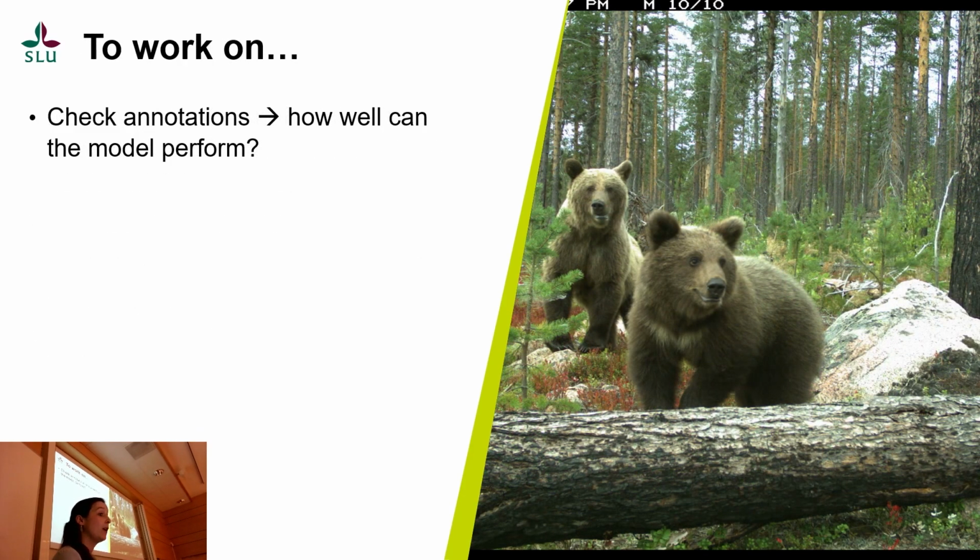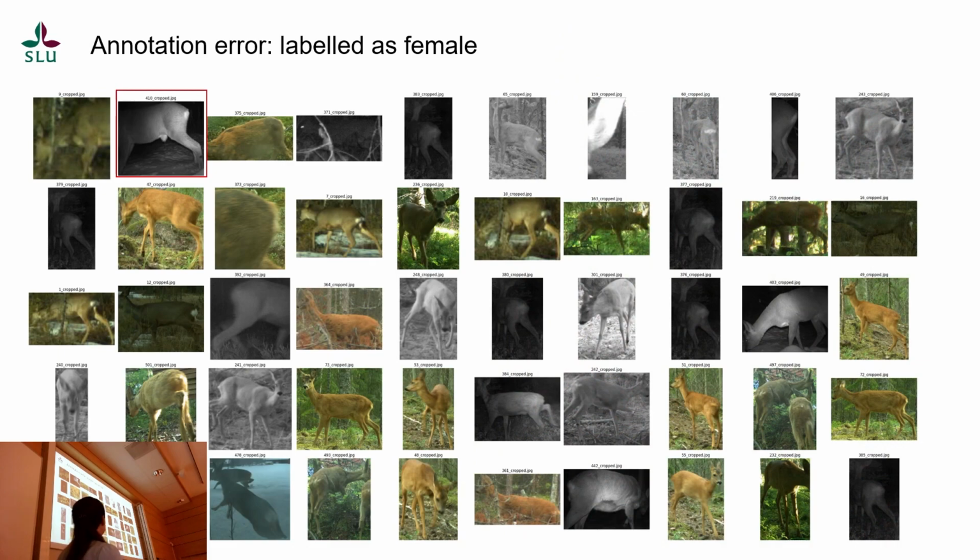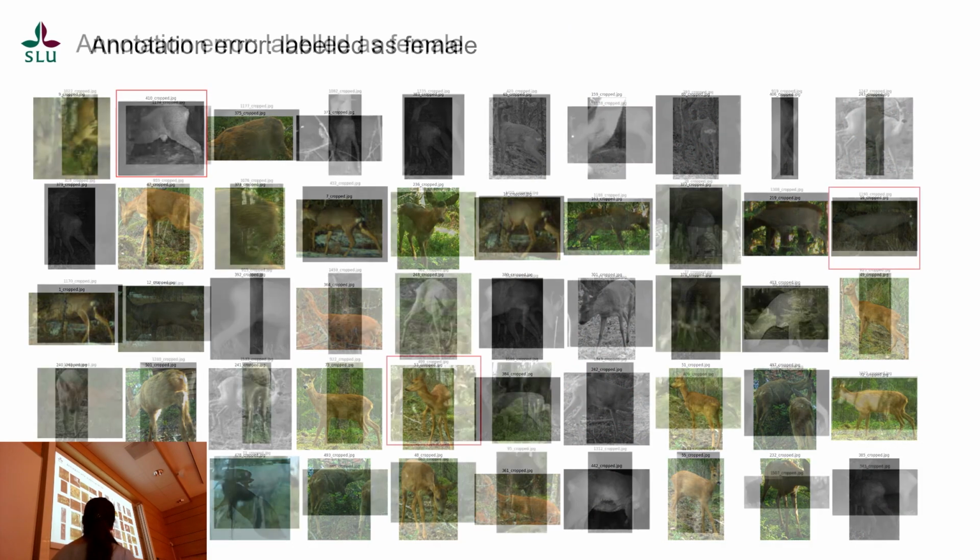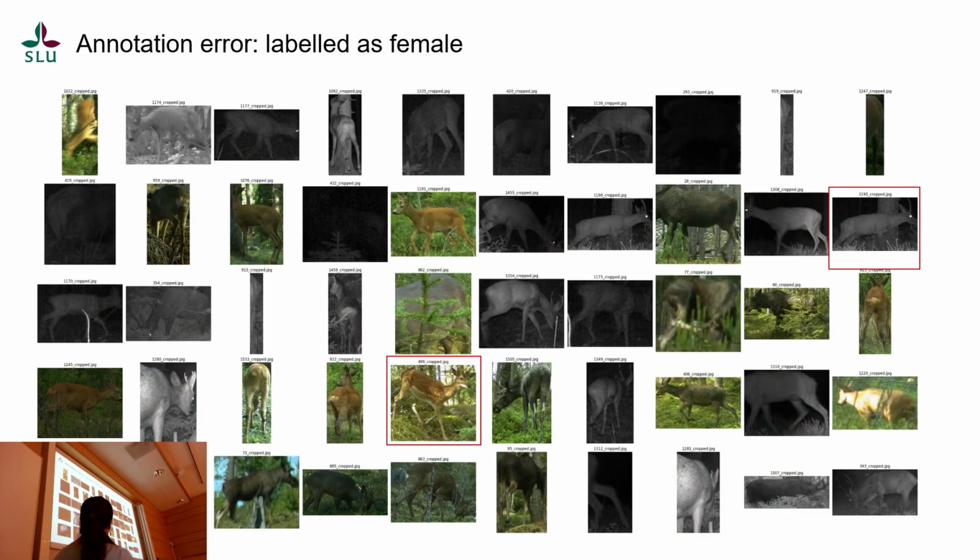But I also encountered that I have to check annotations. So what can I actually expect from my model? How well can it actually perform? Because I also found some annotation errors, of course. So we have here this guy, which was labeled as a female, and we have here 2 guys, which were also labeled as female. So there are definitely some errors in the data set.